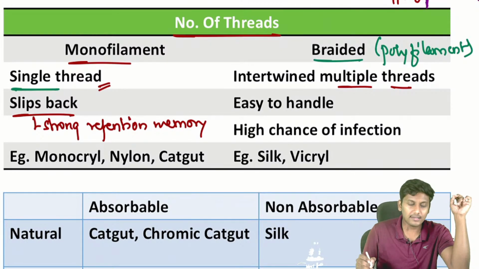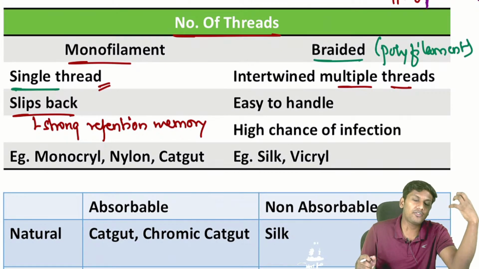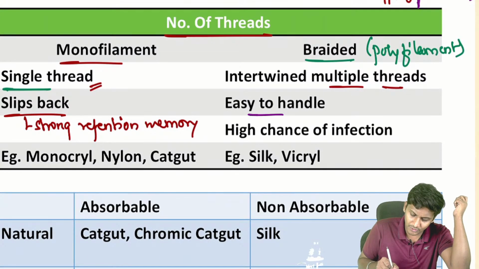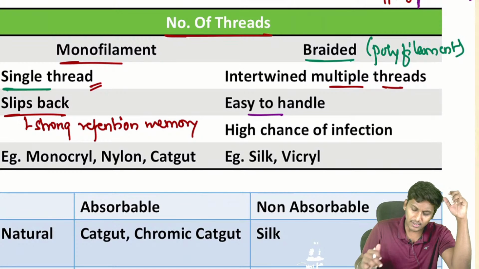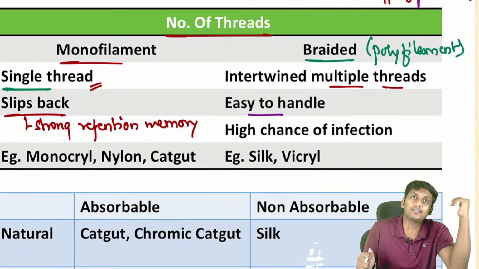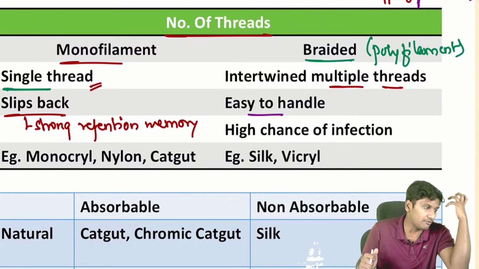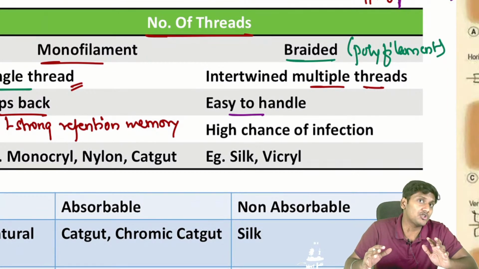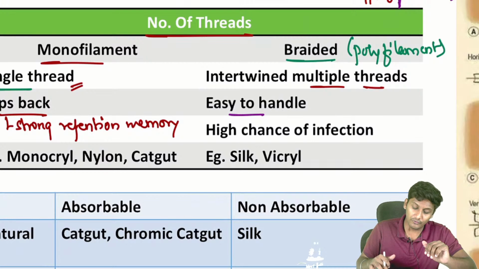Whereas on the other hand, as I've told you, this braided or polyfilament suture is made up of multiple threads which are intertwined together. They are easier to handle, as I've told you, because you can easily tie a knot with them, and these knots are more stable. They will not come off easily because there is not such a strong retention memory which is seen with the monofilament suture.